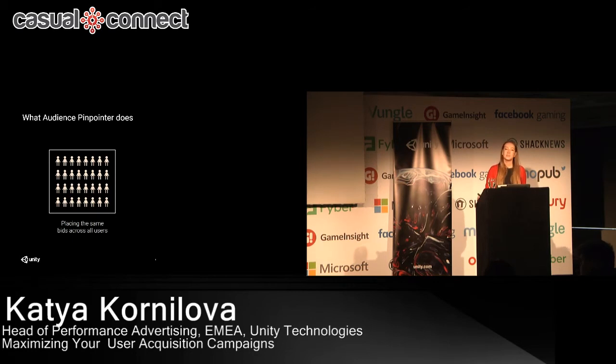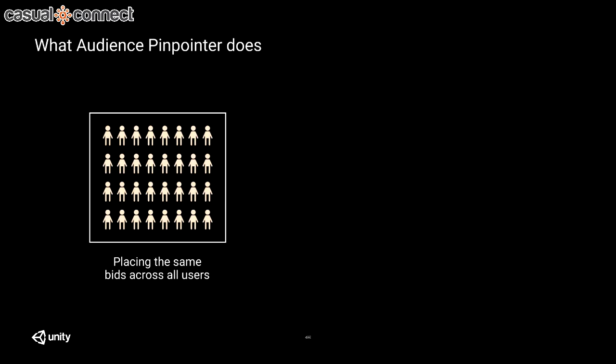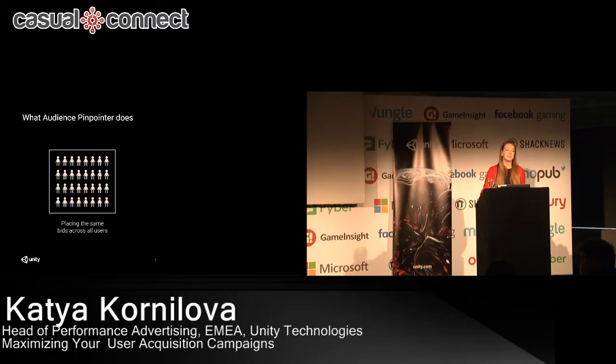How our normal CPI campaigns work is, as you can see in this first box, every single little person is the same color. This means that we pay exactly the same bid for every single user that we get. Your bids are flat, and it doesn't matter what the post-install quality of the specific user is.